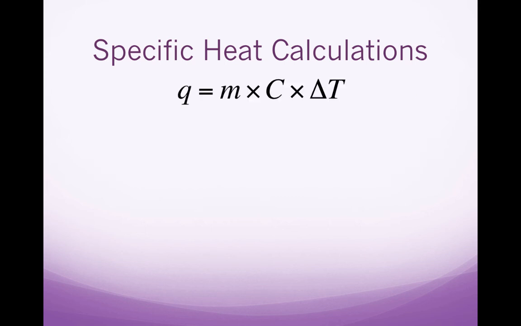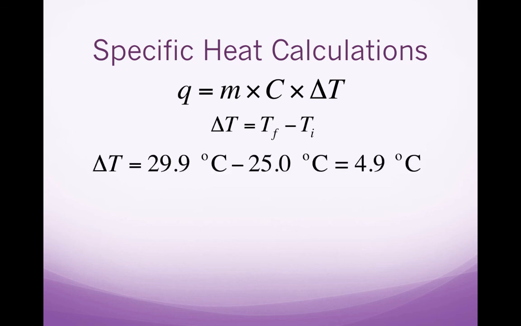So we use this equation, Q equals MC delta T. The first thing we want to do is calculate delta T, which is T final minus T initial. So our delta T here is 29.9 degrees Celsius minus 25.0 degrees Celsius. So that equals 4.9 degrees Celsius.